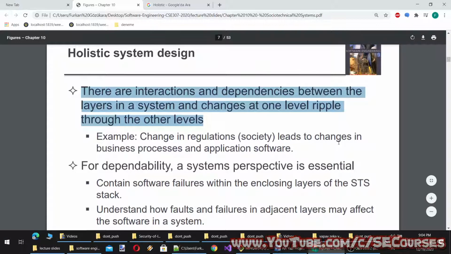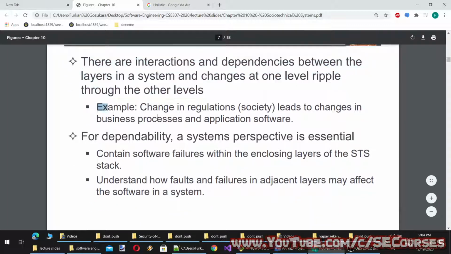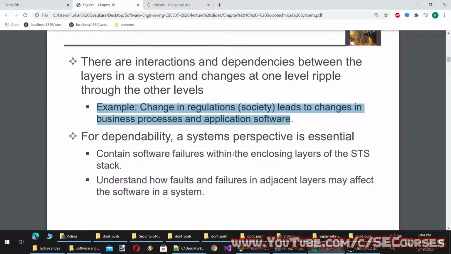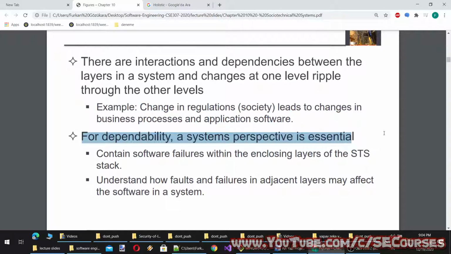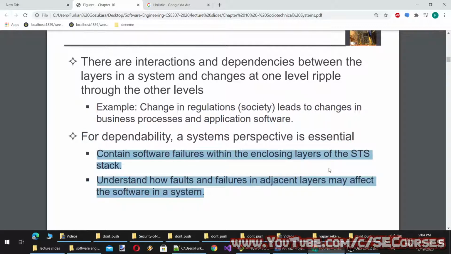There are interactions and dependencies between the layers in a system and changes at one level ripple through the other levels. For example, a change in regulations, society, leads to changes in business processes and application software. For dependability, a system's perspective is essential. Contain software failures within the enclosing layers of the STS stack. Understand how faults and failures in adjacent layers may affect the software in a system.